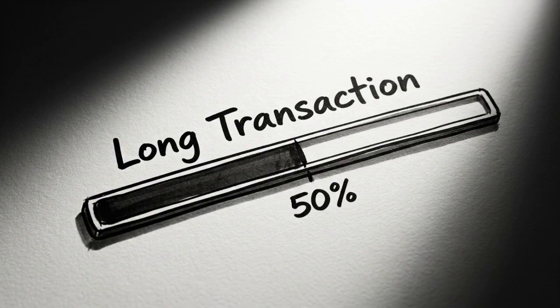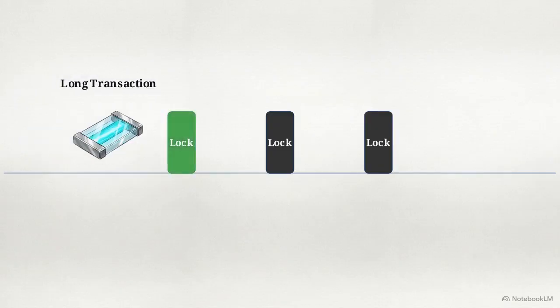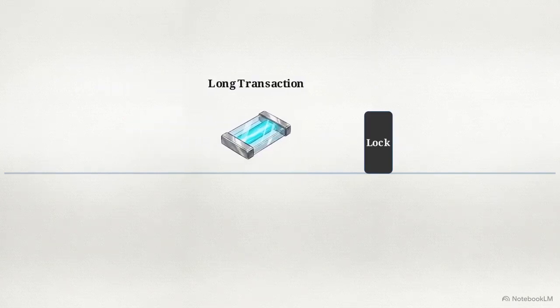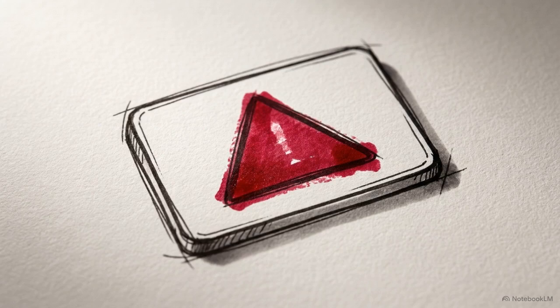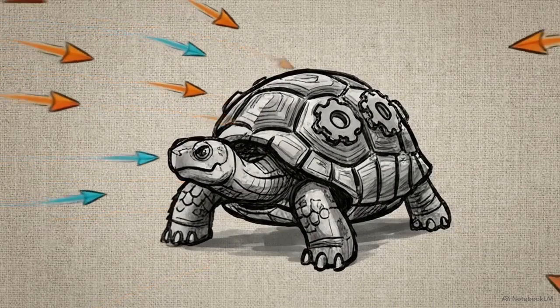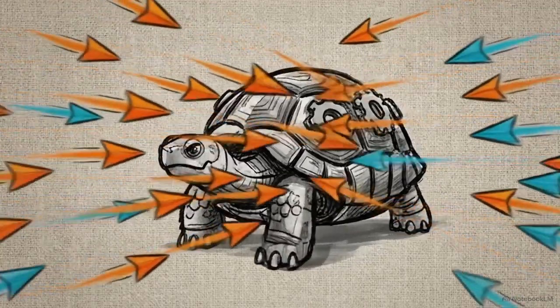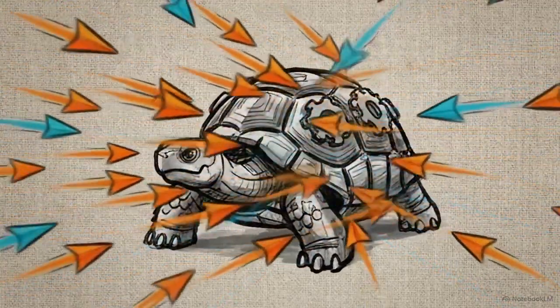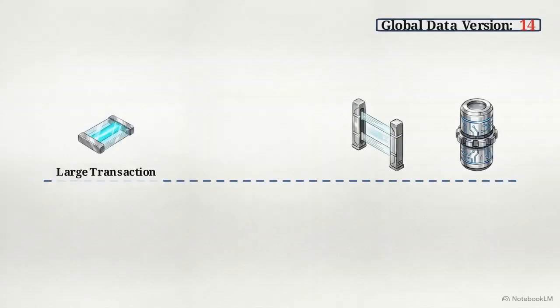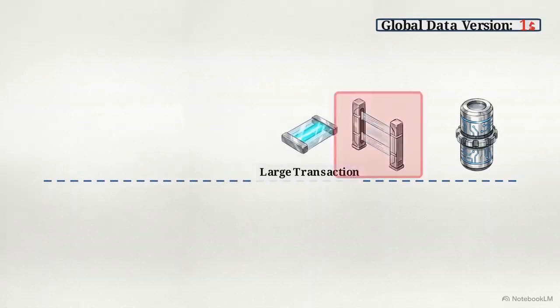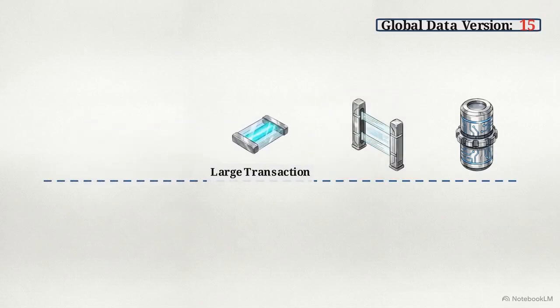However, this optimism creates a specific vulnerability for transactions that take a long time to complete. In a lock-based system, a long transaction can eventually acquire the locks it needs and guarantee its completion. In a validation system, there are no such guarantees. This leads to the problem of starvation. If a transaction is large and slow, short, fast update transactions can repeatedly modify the data it needs. Every time the long transaction reaches the validation gate, it finds that the world has changed, forcing it to restart.